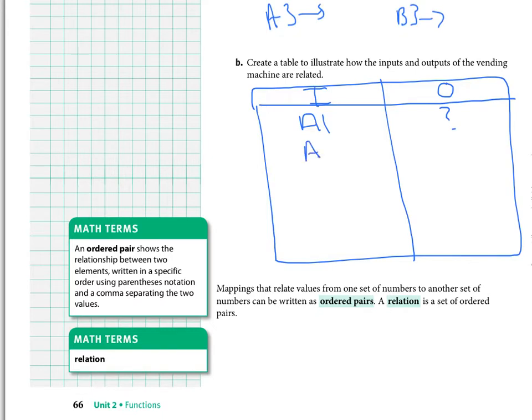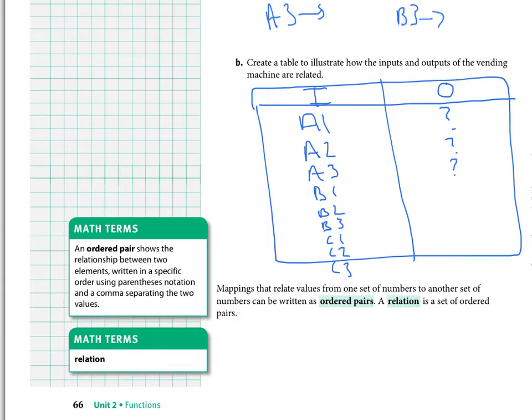When you push A2, what do you get? When you push A3, what do you get? And so on and so forth, and then B1, B2, B3. Hopefully you have enough room here that you can do all of them. I kind of made mine C2, C3. I kind of made mine a little too big, my writing's too big.